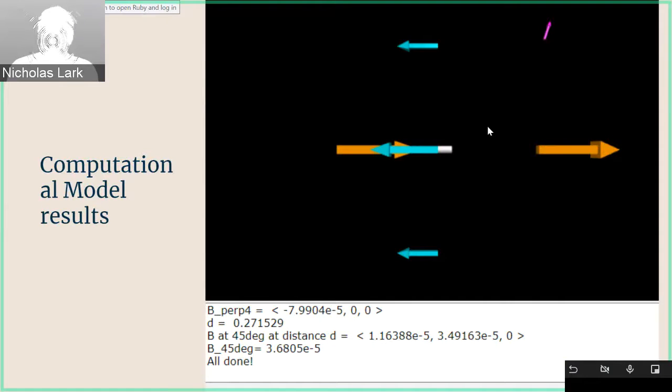As you can see, the orange arrows are on axis, the blue arrows are the perpendicular axes, and the purple arrow is the off-axis location.